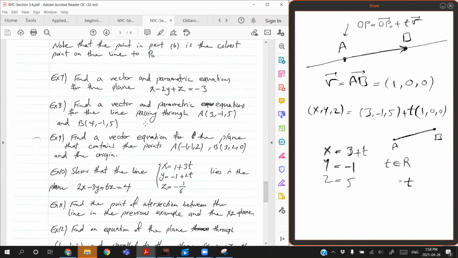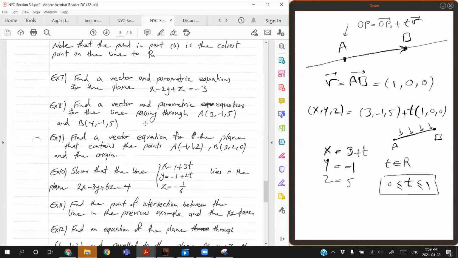Because if you take t to be between 0 and 1, then it will become the equation of only the line segment. When you plug in 0 for t, you're going to get the point A. Just imagine if I plug in 0 into this, I get 3, negative 1, 5. That's A. And if you plug in 1 into t, you get 4, negative 1, 5, and that would be point B. And then when you plug in the values between 0 and 1, you get the points between A and B.